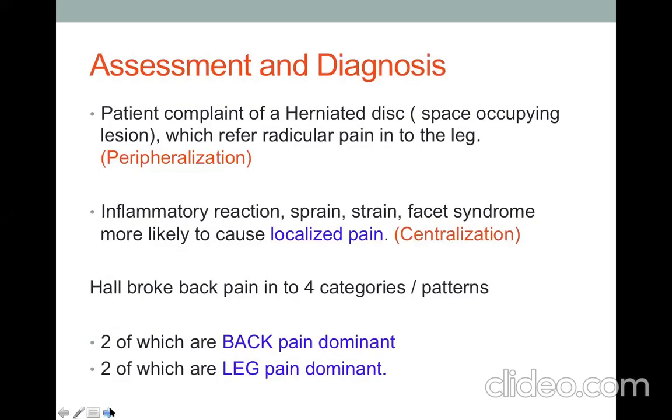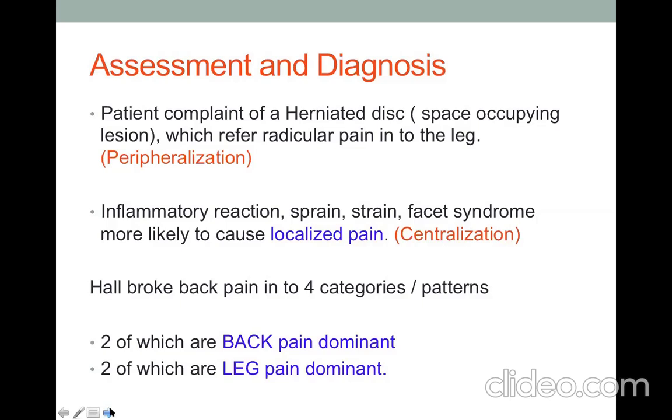It's simple. Whenever a patient comes to you with a complaint of a herniated disc, that means the disc has abnormally moved out of the vertebral space, posterolaterally. If the disc has moved posterolaterally, it will compress the spinal nerves and give a referred pain down to your leg. This is the typical scenario.